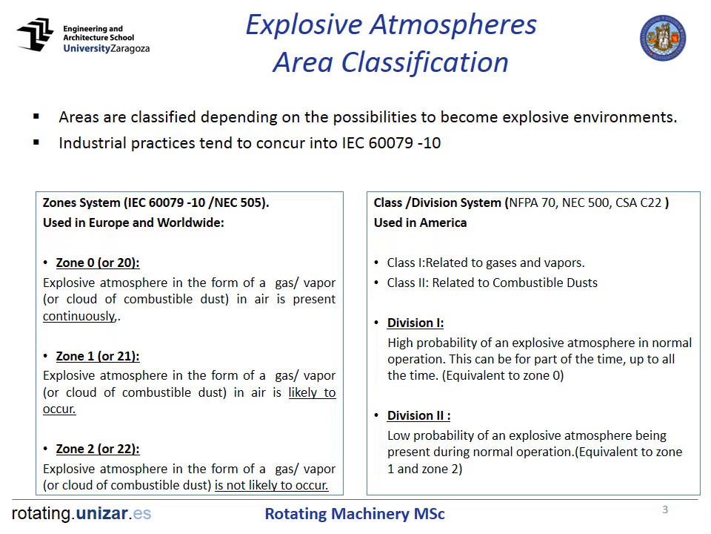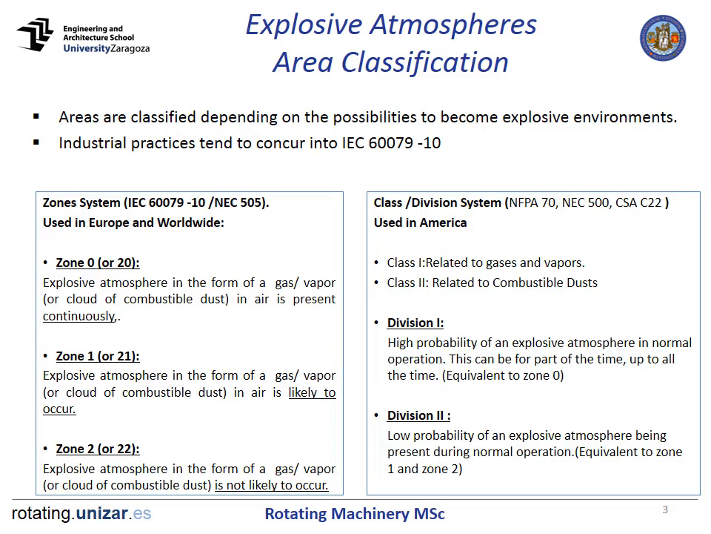The first one is the zone system, which is according to IEC 60079 and NEC 505. It's mainly used in Europe and worldwide. The system distinguishes three zones. The first one is Zone 0, which is a place in which an explosive atmosphere in the form of gas or vapor is present continuously or for long periods of time.